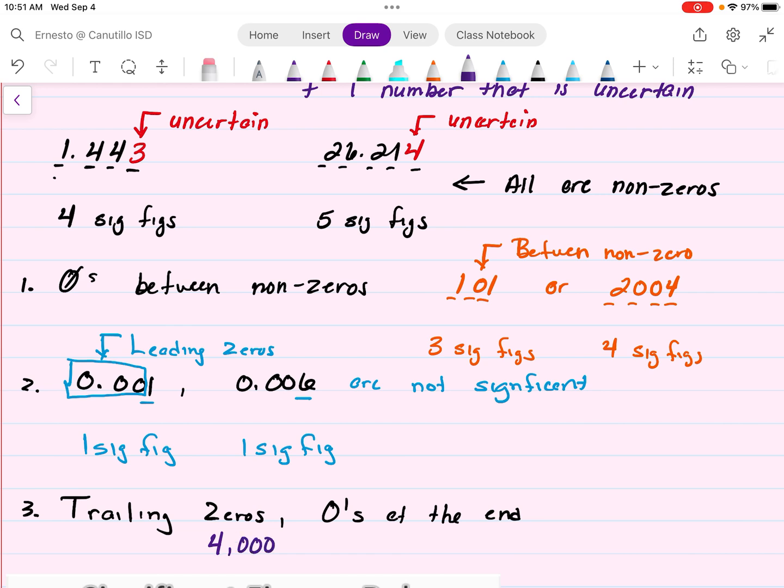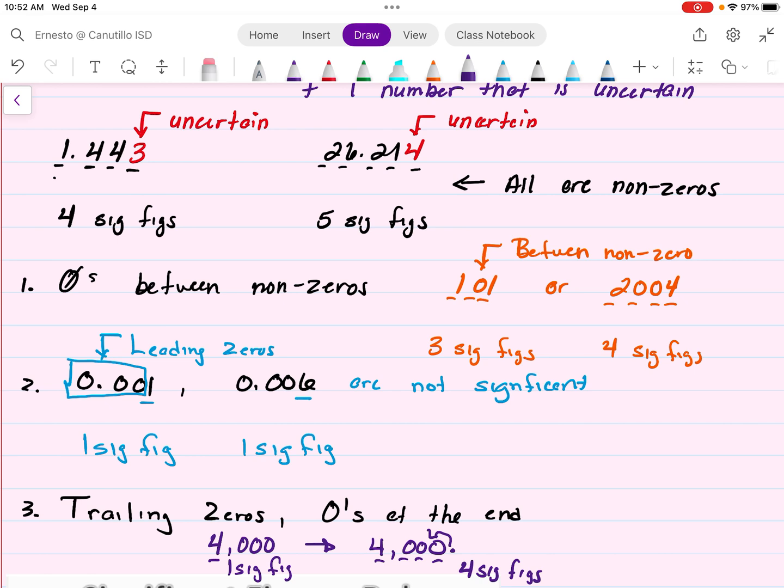Now, in this case, these trailing zeros are not significant because, again, they're just placeholders. So this one would have 1 sig fig. Now, if you were to take that 4,000 and add a decimal point at the end, that decimal point now makes all these zeros significant. But you have to have that decimal there. So this one would have 4 sig figs.